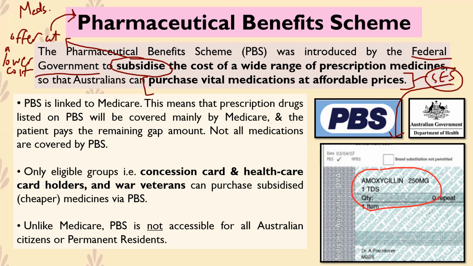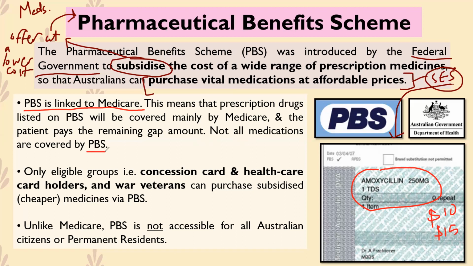So when I go to Chemist Warehouse or the pharmacy to buy amoxicillin, I do have to shell money out of my pocket. It could be $10, it could be $15, whatever it is, but I've got to give some money in order to buy that. Okay. So although PBS is linked to Medicare, pharmaceutical medicines or prescription drugs are not really covered by Medicare. That's one thing you need to remember. Okay, not all medications are also covered by the PBS.